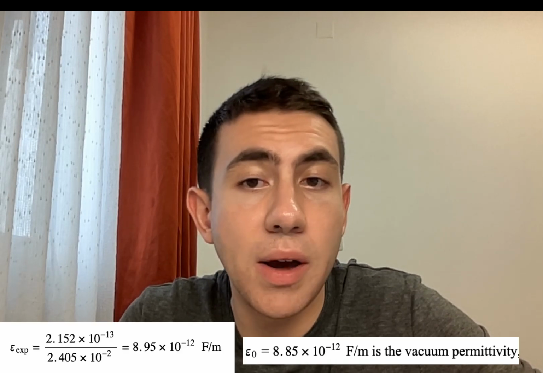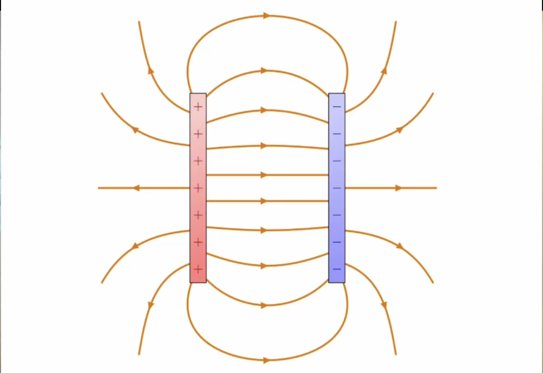And the main reason of errors in real world is that the electrical field lines are not perfectly uniform between the plates. And that's why there's an increase in error when you increase the distance between plates, because there's more deviation.